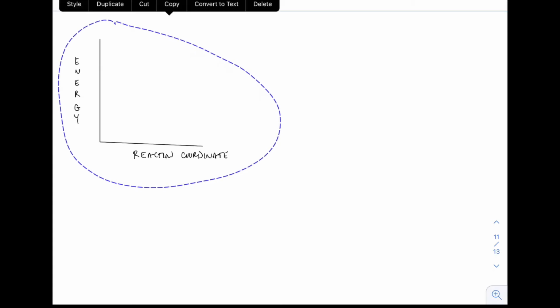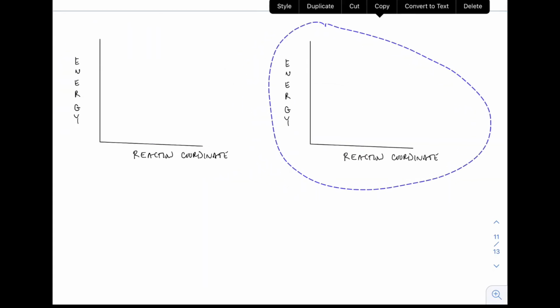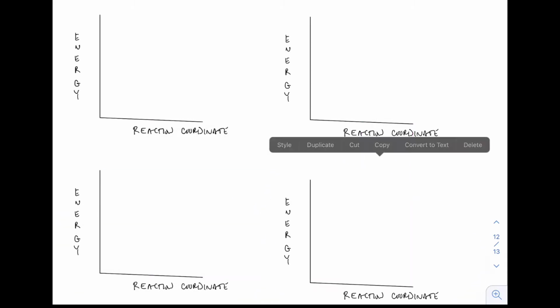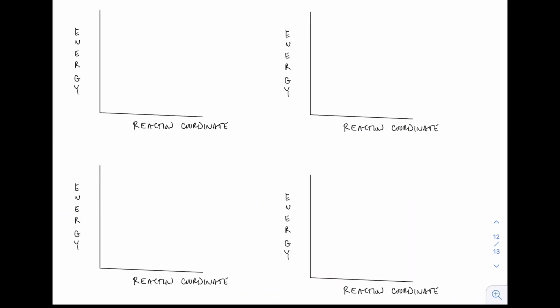Now let's take a look at essentially four different possibilities for energy diagrams. I'm going to draw the x-axis and the y-axis and copy and paste these four graphs. We're going to give you these four different scenarios, and you're going to need to know them. For the first one, we'll have a large activation energy and a positive delta H. So what does that look like? Well, it looks like this.